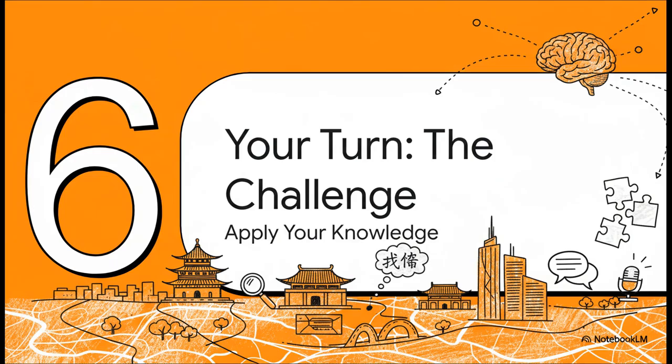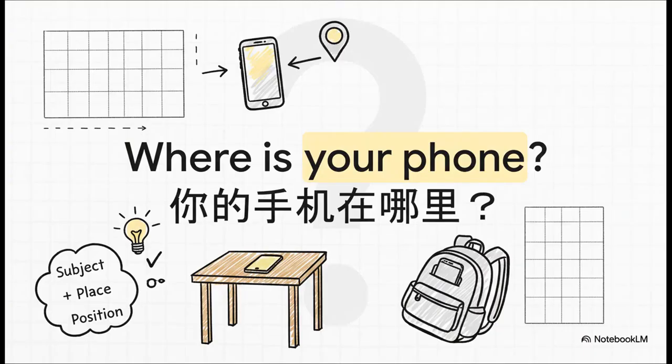All right, we have deconstructed the vocabulary, we've analyzed the grammatical formula, we've practiced the pronunciation, and we've even explored the cultural significance behind it all. So now it's time to put it all back together and really make this knowledge your own. So here's the crucial point. You now have the formula to describe the location of anything. Look at the challenge here on the screen. 你的手机在哪儿? Where is your phone?